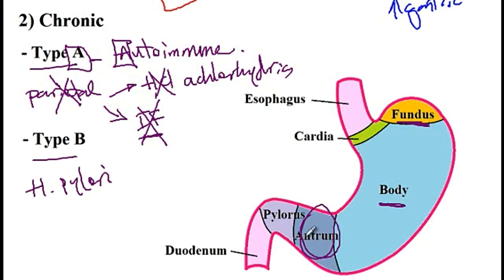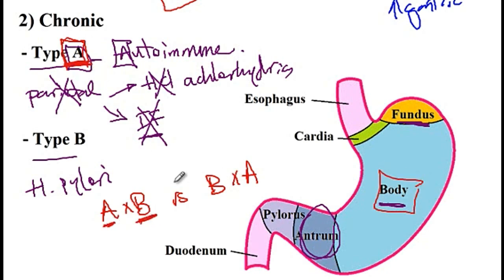So the memory aid that I have for you is A times B versus B times A rule. So type A chronic gastritis affects the body. So type A affects the body. And then type B affects the antrum of the stomach.